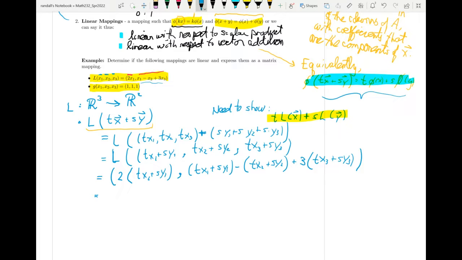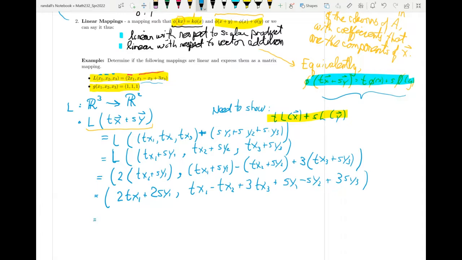So let's do that multiplication here. So I get 2 times tx1 plus 2 times sy1, okay? And then I'm going to get this term here. So this is going to be my tx1. So I'm going to combine my t's together. You see that? So I'm just rewriting the order here, and then I get my sy1 minus sy2 plus 3sy3. All right. So I just rewrote the order of the components on the second there.